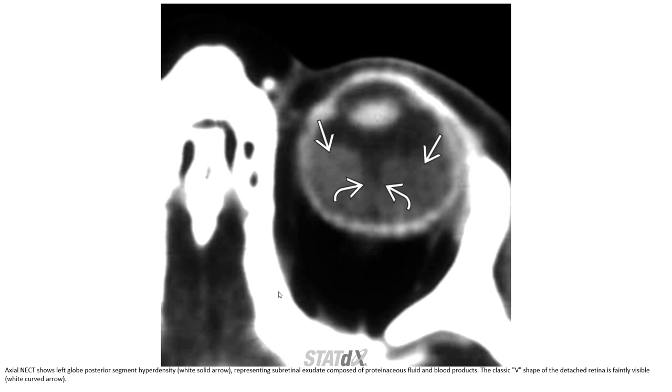An axial non-contrast CT shows the globe with a posterior segment hyperdensity (white arrow indicated), representing subretinal exudate composed of protein, aqueous fluid, and blood products. The classic V shape of the detached retina is fairly visible.